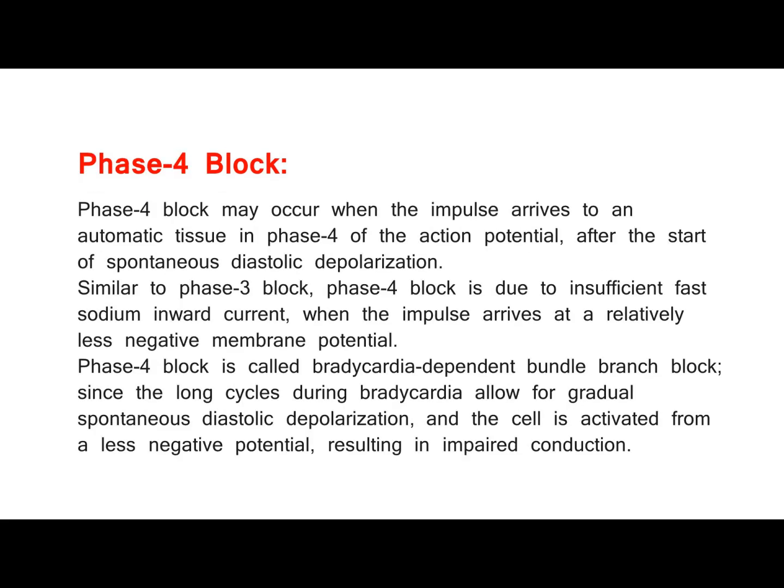Phase 4 block. Phase 4 block may occur when the impulse arrives to an automatic tissue in phase 4 of the action potential, after the start of spontaneous diastolic depolarization. Similar to phase 3 block, phase 4 block is due to insufficient fast sodium inward current, when the impulse arrives at a relatively less negative membrane potential. Phase 4 block is called bradycardia-dependent bundle branch block, since the long cycles during bradycardia allow for gradual spontaneous diastolic depolarization, and the cell is activated from a less negative potential, resulting in impaired conduction.